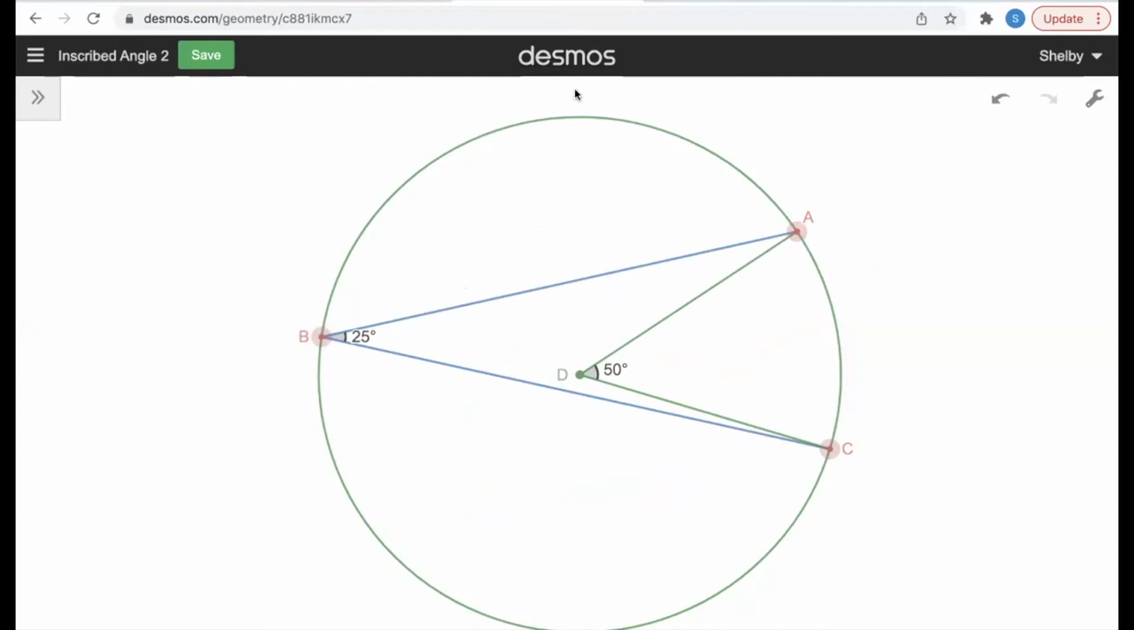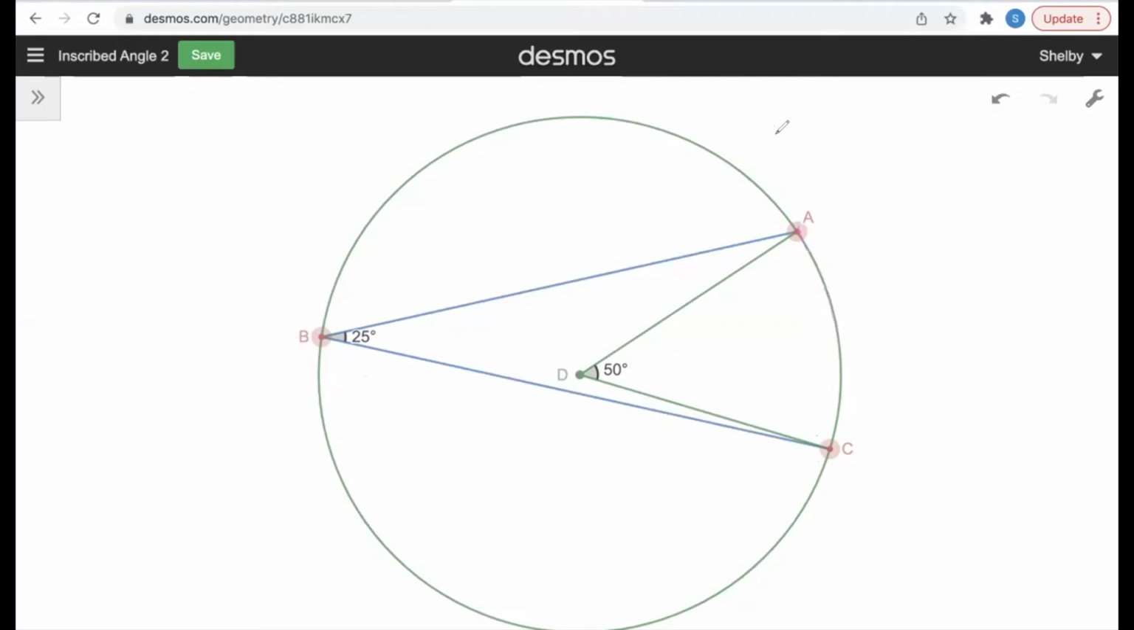So what we're looking at right now, the measure of arc AC would be 50 degrees because it is equal to the measure of the central angle. So after looking at another example, what is the relationship between the measure of the inscribed angle and the measure of its intercepted arc? So hopefully you have noticed that the measure of the inscribed angle is half of the measure of its intercepted arc. Or another way of thinking of that is that the arc is double the measure of the angle.